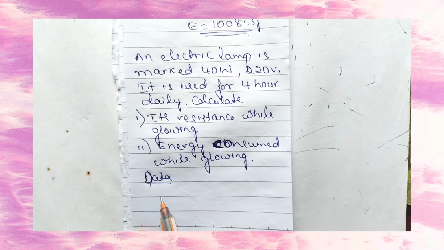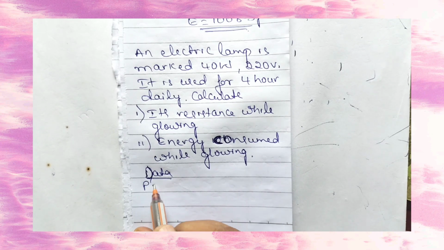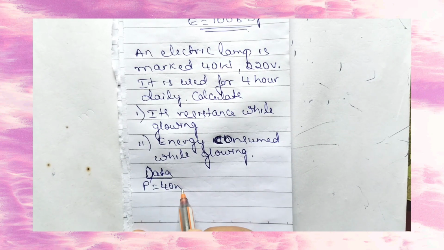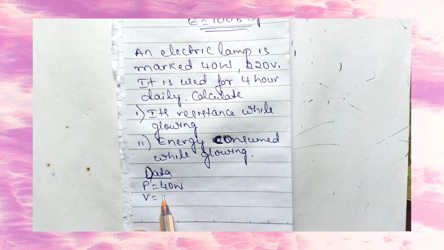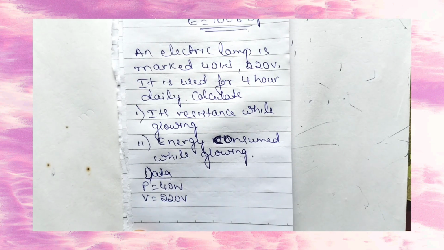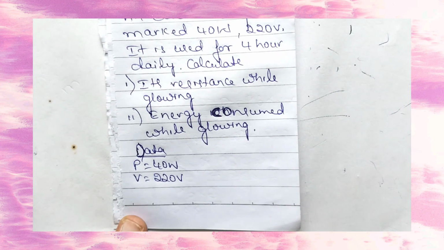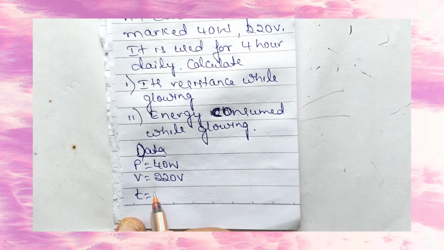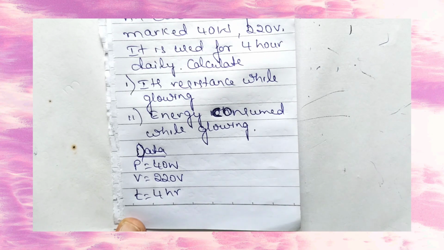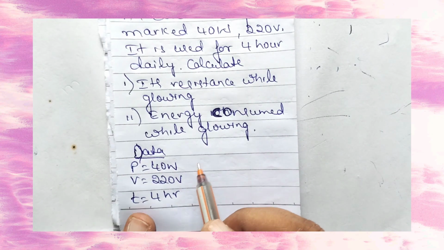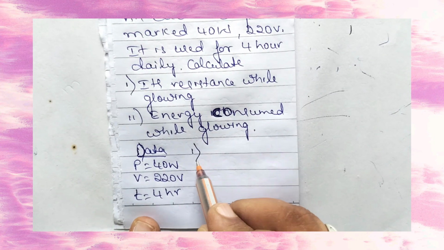So in the data, what they have given: power is equal to 40 watt. Then voltage is equal to 220 volts. Then they have given time, so time is equal to 4 hours. Now first let us calculate the resistance.